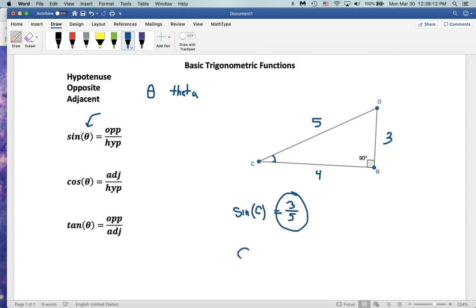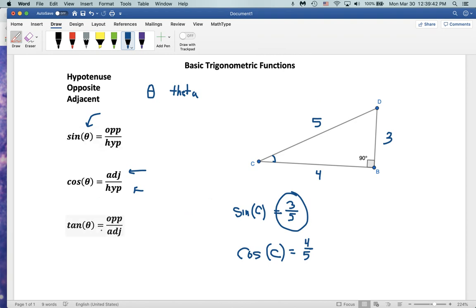If we were asked to find the cosine of C, then we're looking for a different ratio, a ratio of two of the different sides. Cosine, if we look down here, is adjacent over hypotenuse. So it's not the opposite, it's the adjacent. So the cosine of C would be 4 over 5, because here's the adjacent, here's the hypotenuse, 4 over 5.